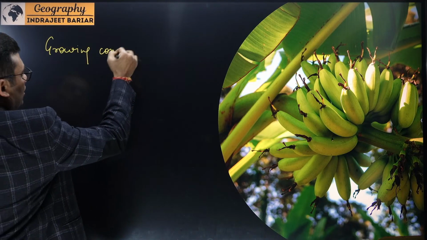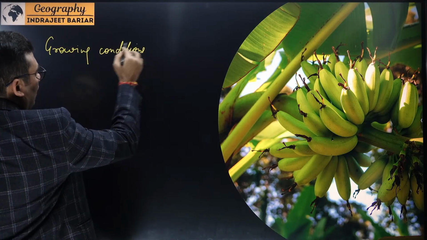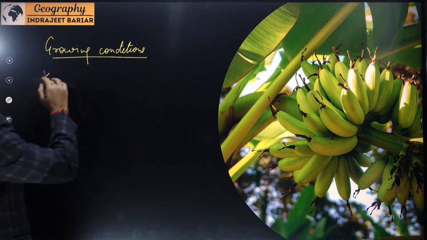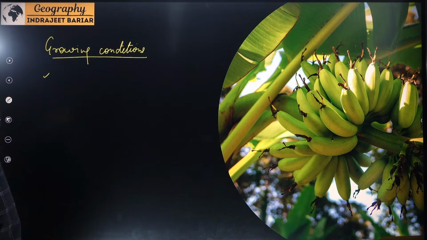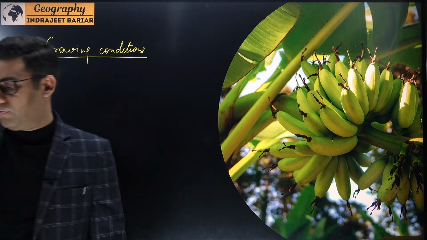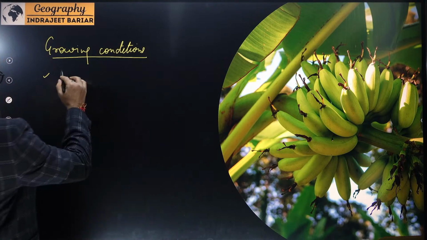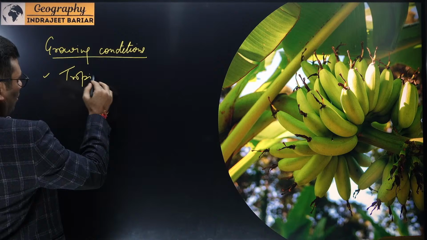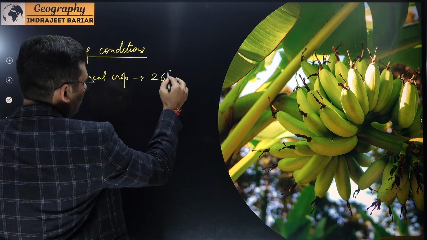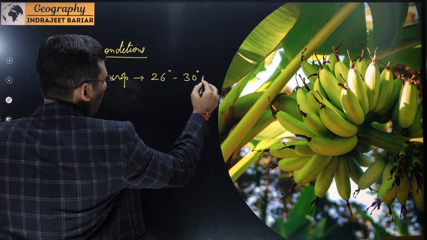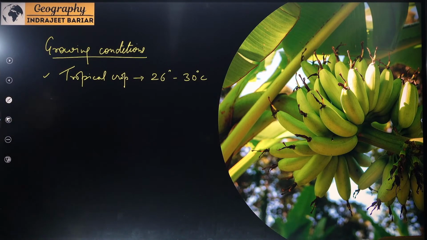The growing conditions for banana: the first thing is that banana is a tropical crop. So when we say banana is a tropical crop, it requires a significantly higher temperature. The temperature would be in the range of 26 degrees to 30 degrees Celsius. So this would be the first thing required, that is temperatures should be significantly higher.